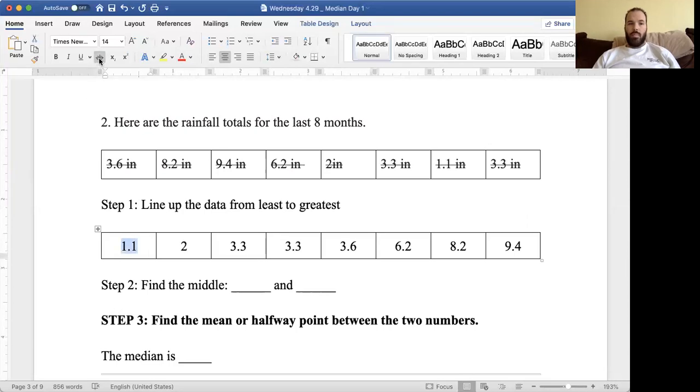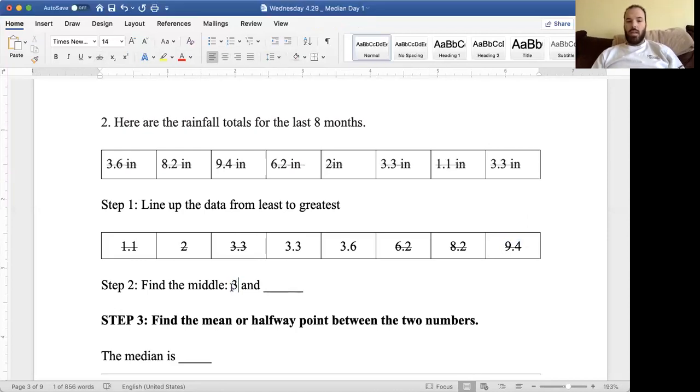So bottom, top, bottom, top, bottom, top. And the problem is that I cannot cross out another set of bottom and top because I actually have two numbers in the middle. So for this one, the middle is actually between 3.3 and 3.6. The middle of the data is in between these two numbers.